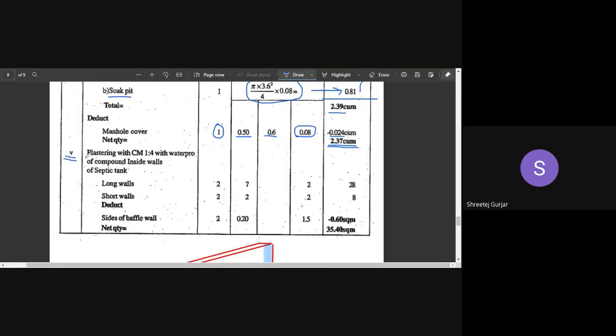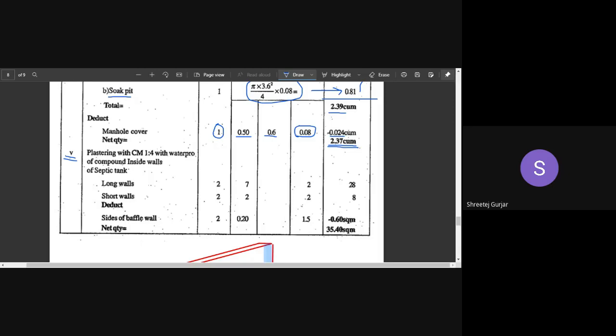Plastering work, we need to calculate for all your walls. Okay, 2 long walls, 2 short walls. Inside surface we need to plaster. Remember, we have to plaster the inside surface because your drainage water is coming inside your septic tank, right? So you have to protect our walls so that they do not disintegrate, right? So for durability, we have to provide plastering, right?